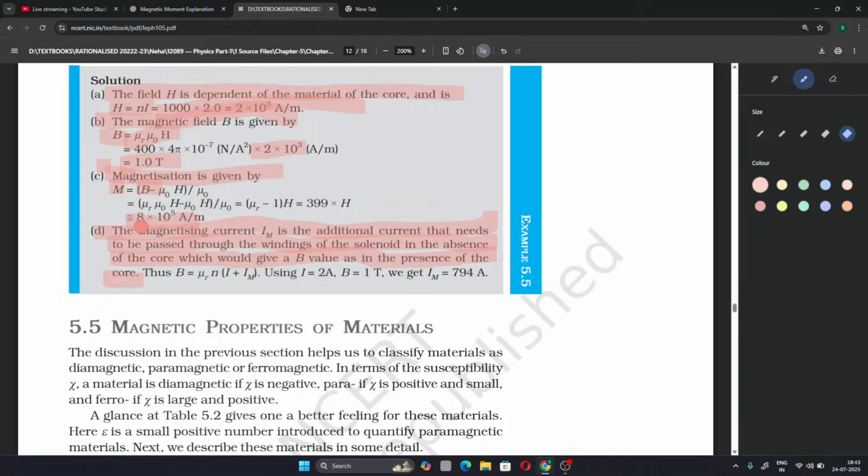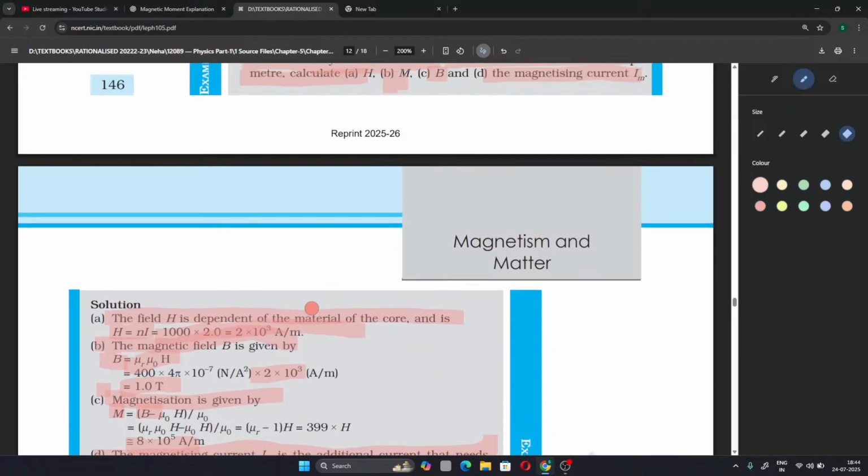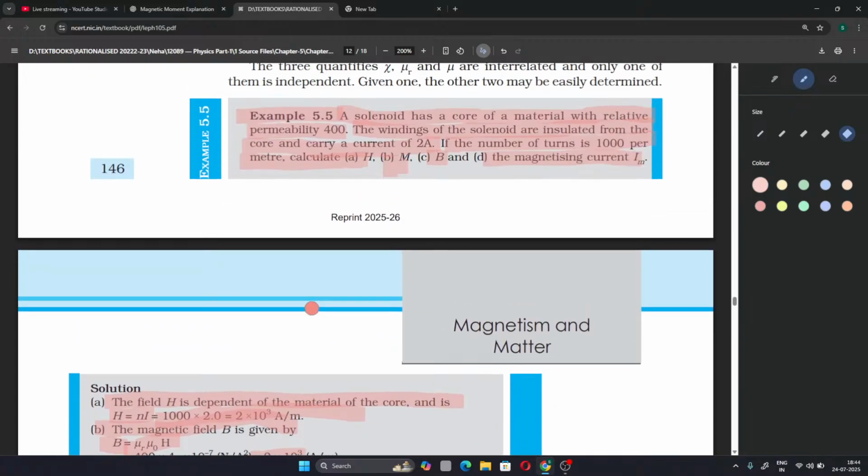The magnetizing current is the additional current that needs to be passed through the windings of the solenoid in the absence of the core, which would give a B value as in the presence of the core. Thus, mu r n I plus Im, using 2 ampere and 1 Tesla, we get Im to be around 794 ampere. That is a very large amount of current compared to our 2 ampere here.